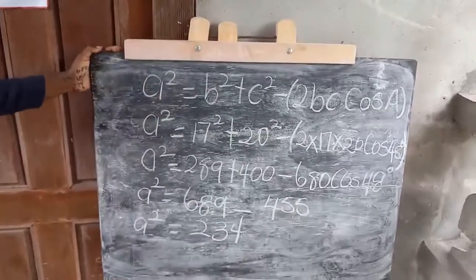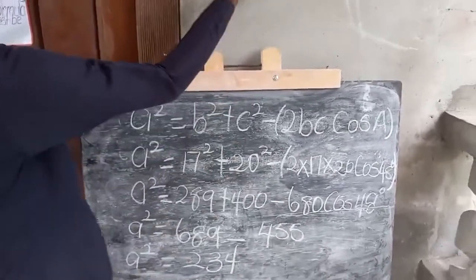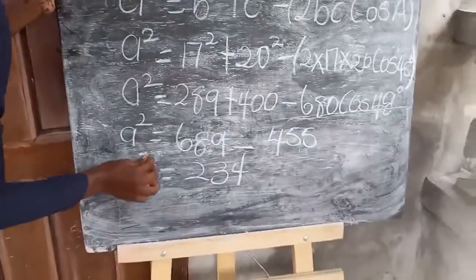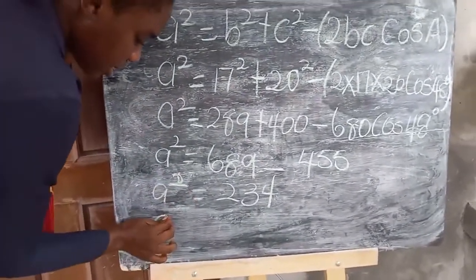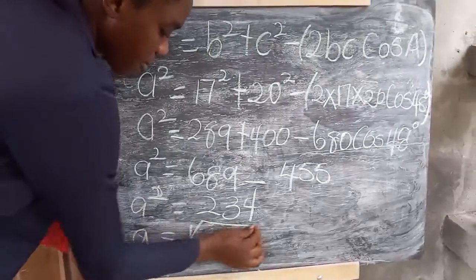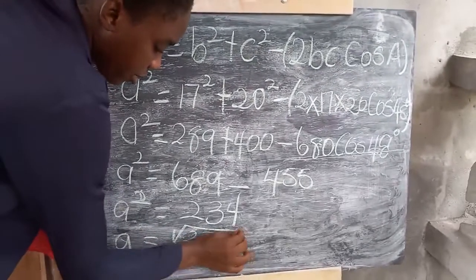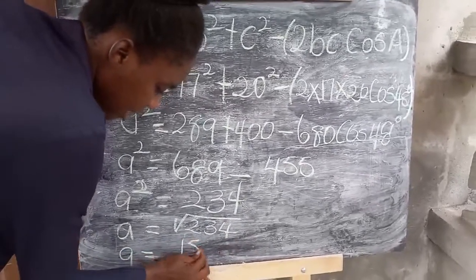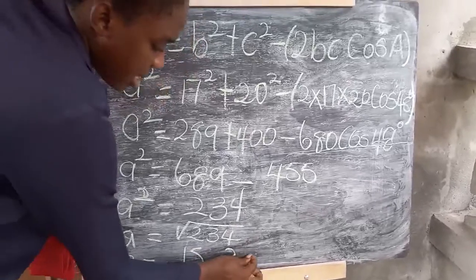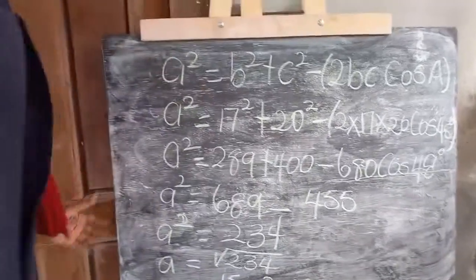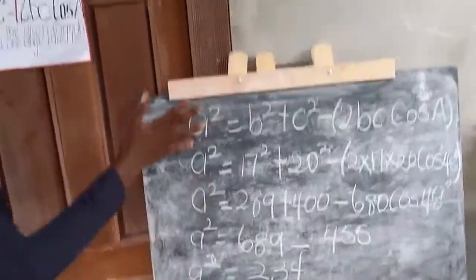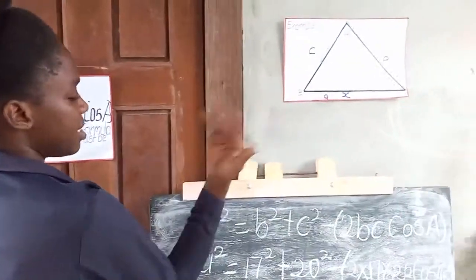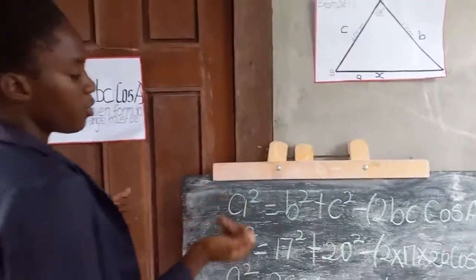We're going to get 234. Since we want to find side a, we will move the square, and we know the opposite of square is square root. So a is going to equal the square root of 234, and a is going to equal 15.3 centimeters. Right? So this is how we use our formula to find the missing side. Let's work one more example.